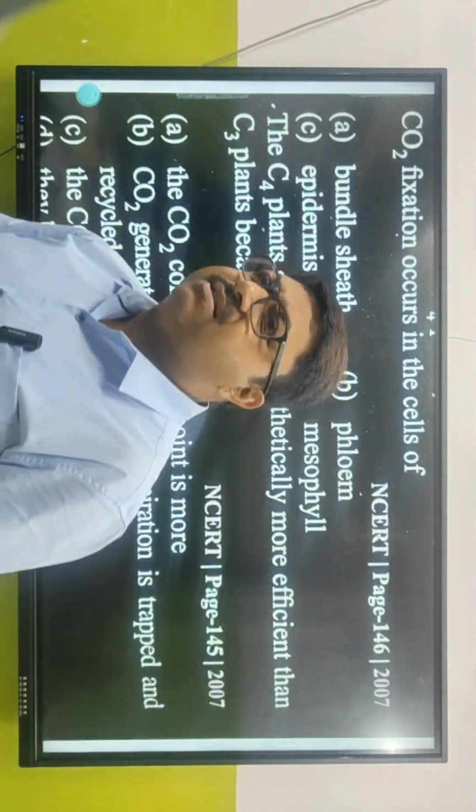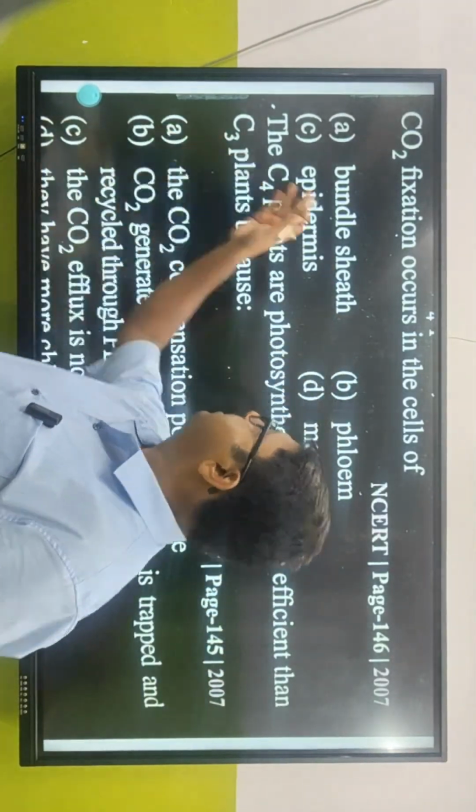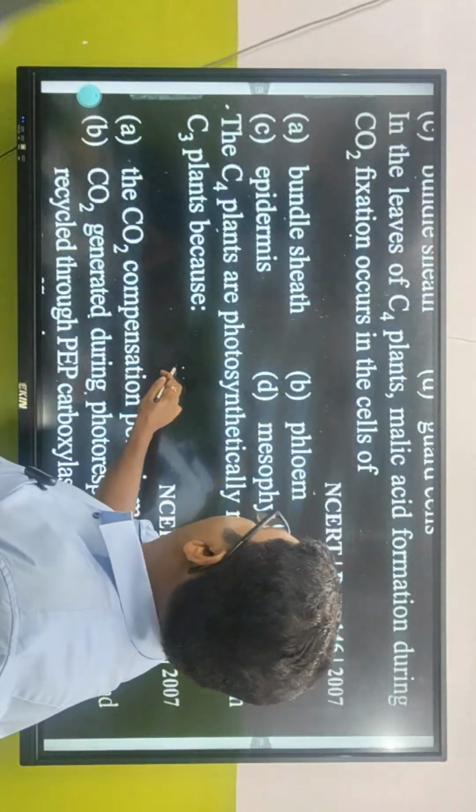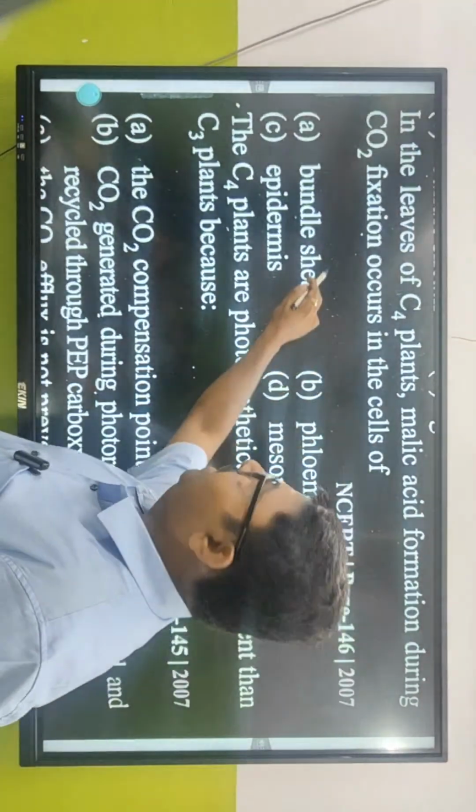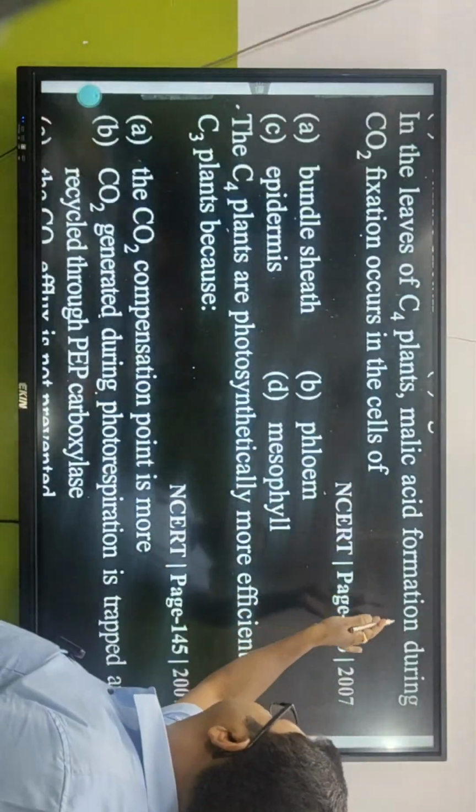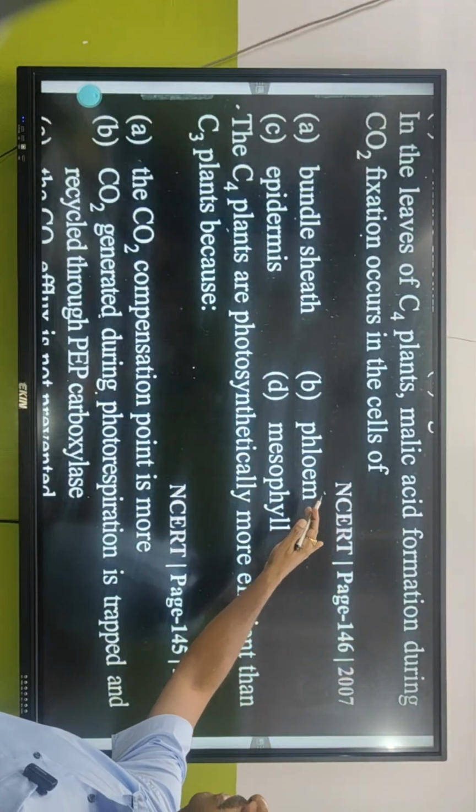Atmospheric carbon dioxide is fixed. Why are you thinking about C4? It has not said C4. Oh, in the leaves. Sorry. I was thinking of the question from here. In the leaves of C4 plants, malic acid formation during carbon fixation occurs in the cells of bundle sheath.